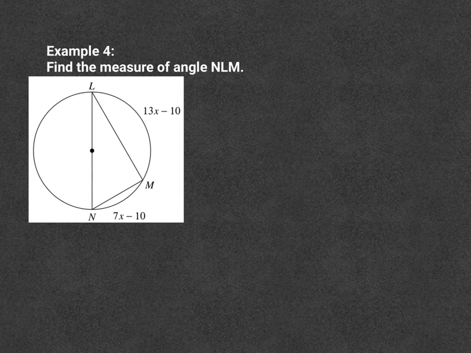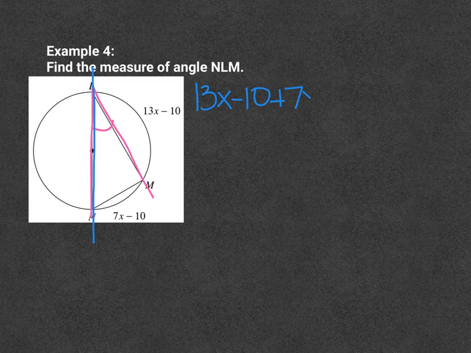Example number 4. Find the measure of angle NLM. So I'm looking for the measure of this angle here, NLM, which is also an inscribed angle. Well, in order to find the inscribed angle, I need to solve for x. I know that a whole circle is 360 degrees, and this diameter here cuts the circle in half. That means each side of my circle is 180 degrees. So that means 13x minus 10 plus 7x minus 10 equals 180 degrees. So I'm going to write my equation. 13x minus 10 plus 7x minus 10 equals 180 degrees.